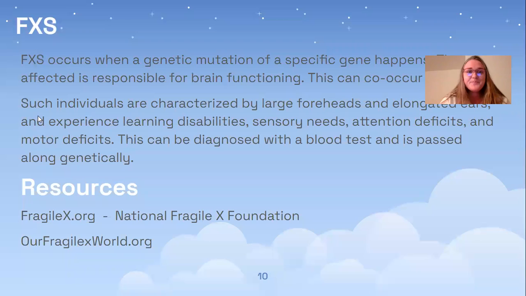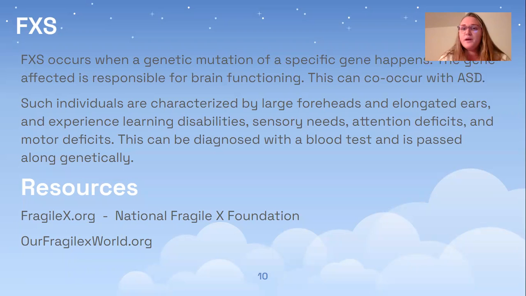So how Fragile X syndrome occurs is a genetic mutation on the X chromosome. I think it affects a protein that's responsible for brain functioning. Oftentimes, not often, but it can co-occur with autism spectrum disorder. I think I read that around 30% of individuals with Fragile X also have autism.